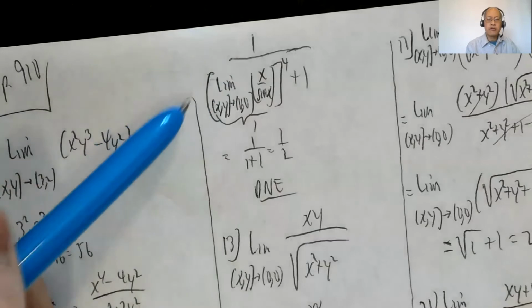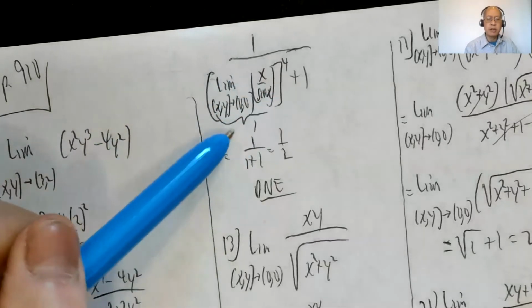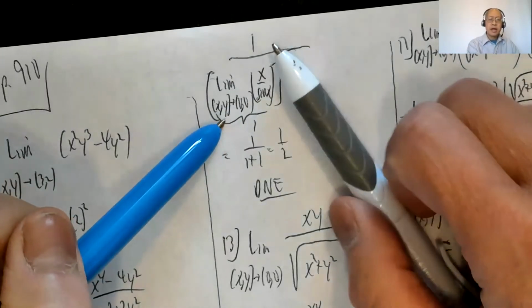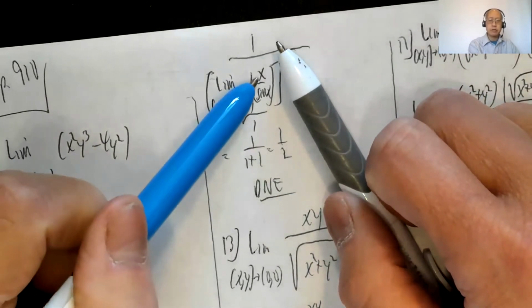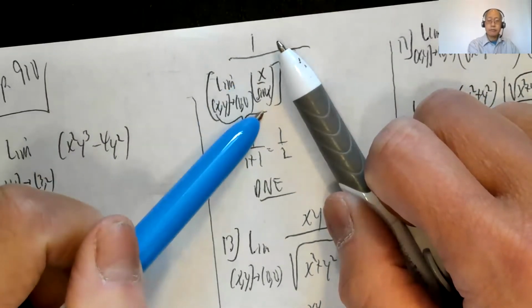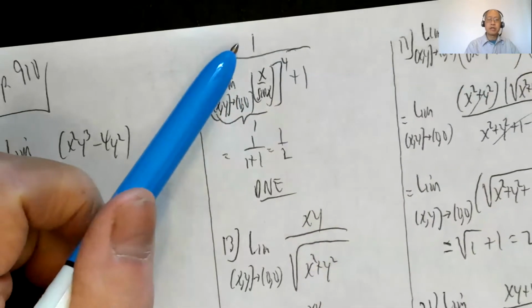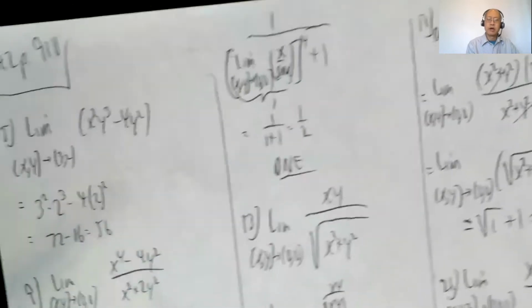So 1 over the limit as x, y approaches 0, 0 of x over sine of x to the fourth plus 1. You might recall from Calc 1, as x, y approaches 0, 0, there's no y here, so basically x approaches 0. This limit was 1. That was one of the basic identities in Calc 1, or you could do L'Hopital's rule. So my limit is going to be 1 over 1 to the fourth, which is 1, so 1 over 1 plus 1, 1/2.